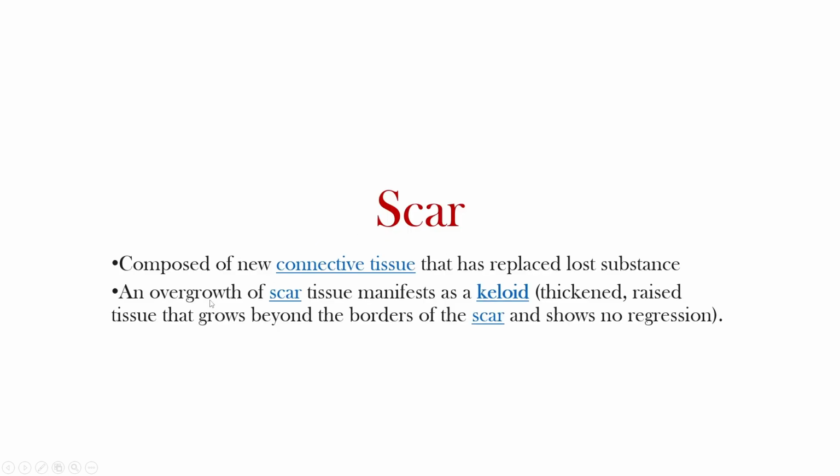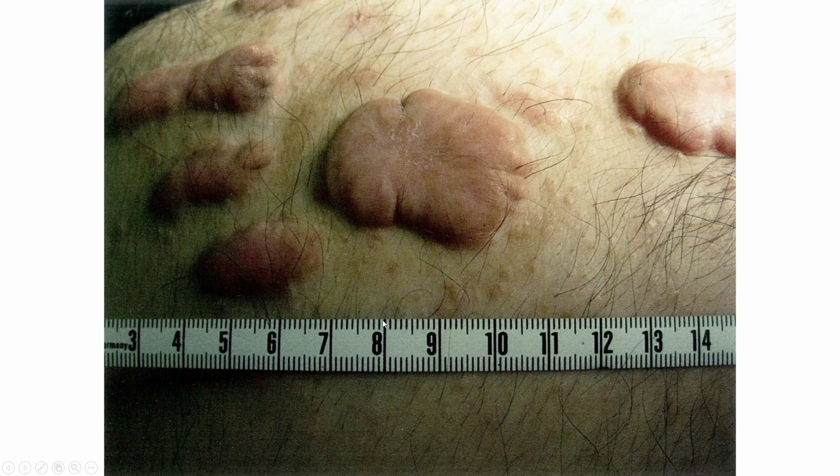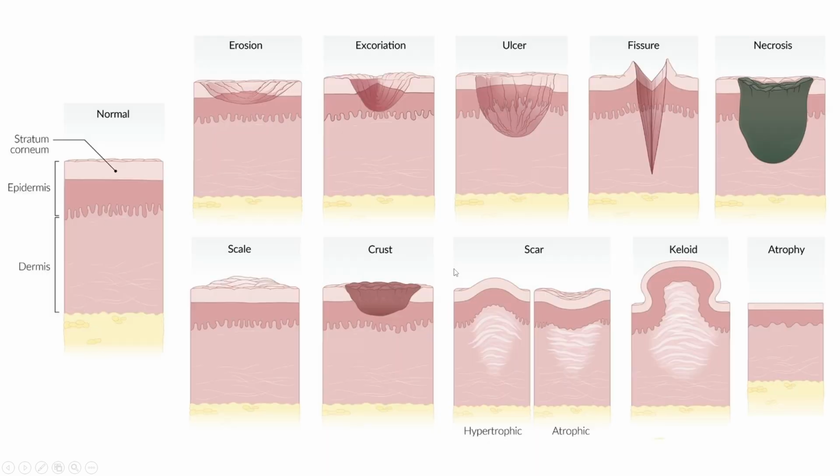And then we will have a scar. It's composed of new connective tissue that replaces the lost substance. So a scar forms after we have some trauma to the skin. Sometimes we have an overgrowth of the scar, which is called keloid. So this is the keloid. We will have a scar, but when it gets closed, we will have an overgrowth of the connective tissue, and it will form a keloid. This is a scar. Everyone has scars. I have a scar.